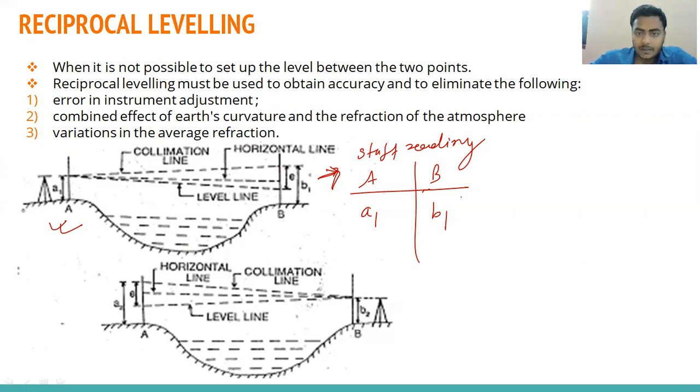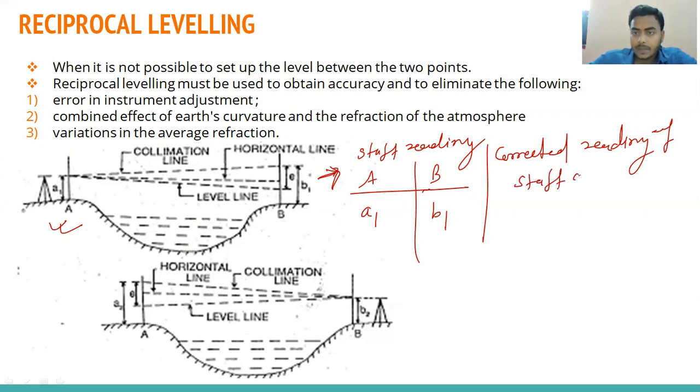So we can write the corrected reading of staff at A. देखो A पे ले रहे हैं, A पे कोई करेक्शन नहीं होगा, कोई एरर नहीं होगा, so that will be A1, that will be corrected.